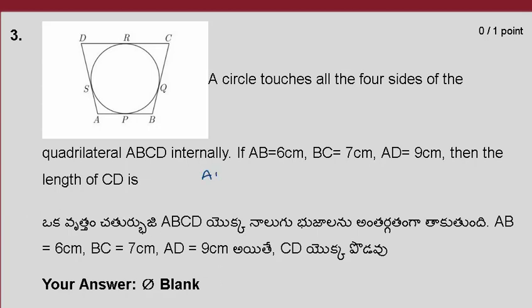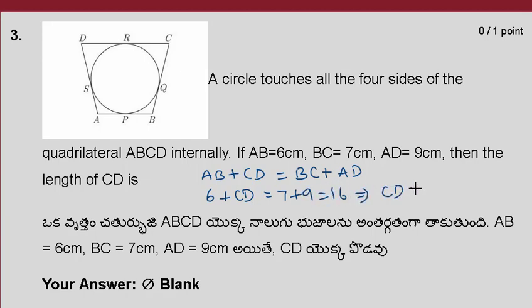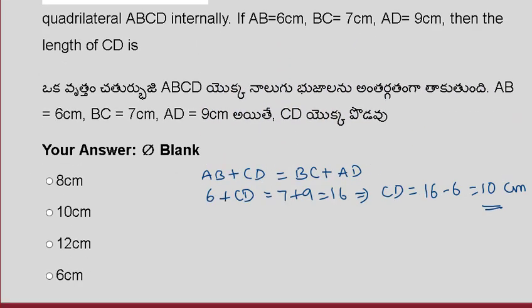We know that in the diagram AB plus CD is equal to BC plus AD. Let's plug in all the values. AB is 6 plus CD is equal to BC is 7, AD is 9, which is equal to 16. That implies CD equals 16 minus 6, which is equal to 10 centimeters. So 10 centimeters is the right answer.